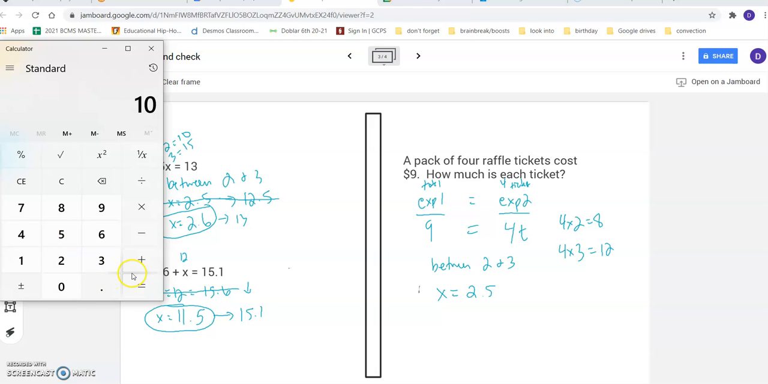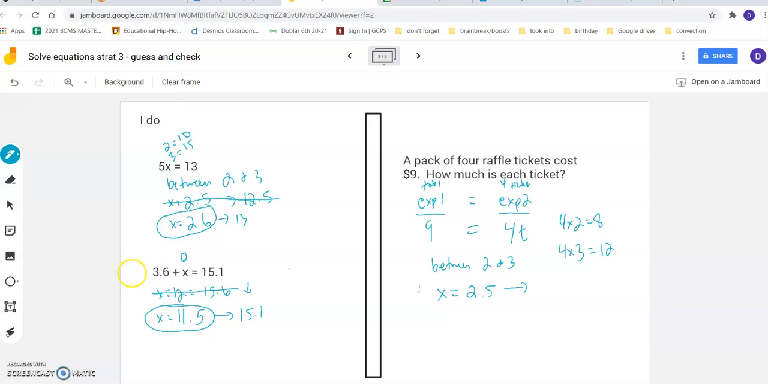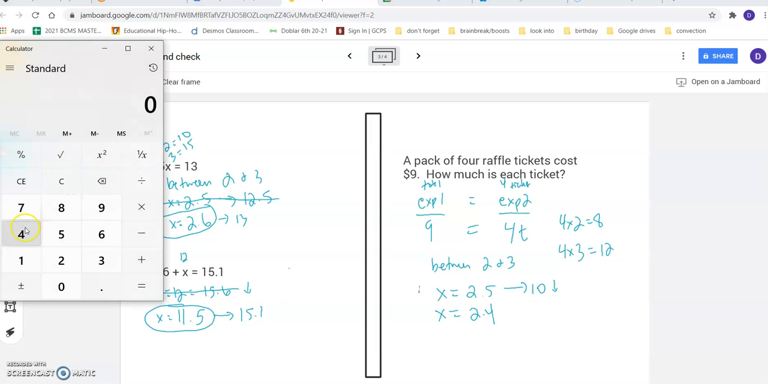It will not. It's going to give me 10. So 10 is too high, so I need to go lower. Let's go down to maybe 2 4/10. I don't need to get down by much. See if that does it.